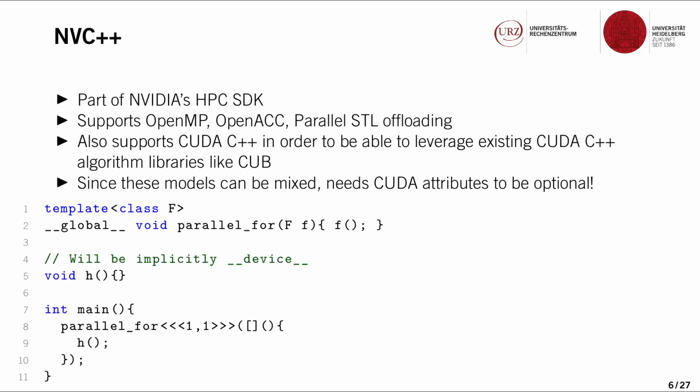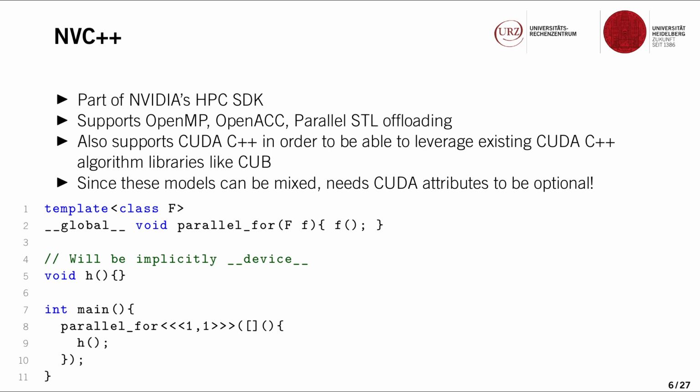NVC++ is an NVIDIA production compiler that's part of the NVIDIA HPC SDK, and it's advertised as a compiler for OpenMP, OpenACC, as well as parallel STL offloading. NVC++ also supports CUDA C++, mainly in order to be able to leverage existing CUDA C++ algorithm libraries like CUB. This support is, however, not widely known and not widely advertised. An interesting property of NVC++ is that all these models can be mixed. So, for example, you can call an OpenMP based part of your code from a CUDA-based part of your code.